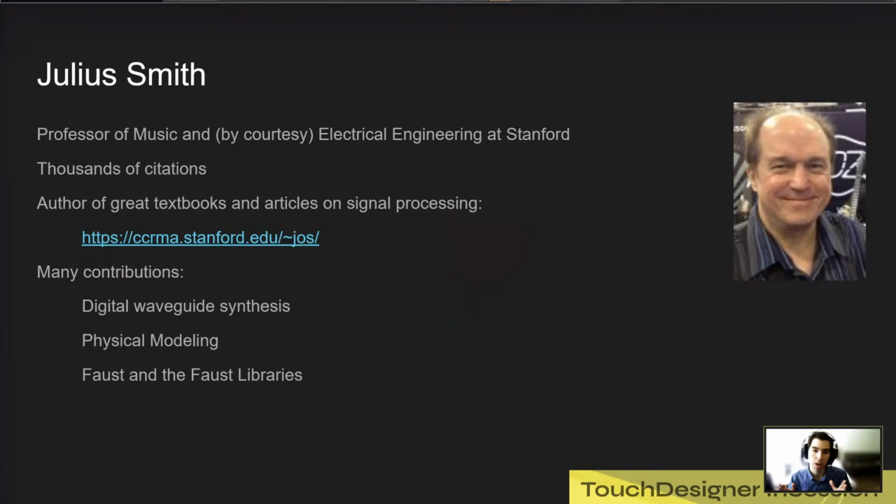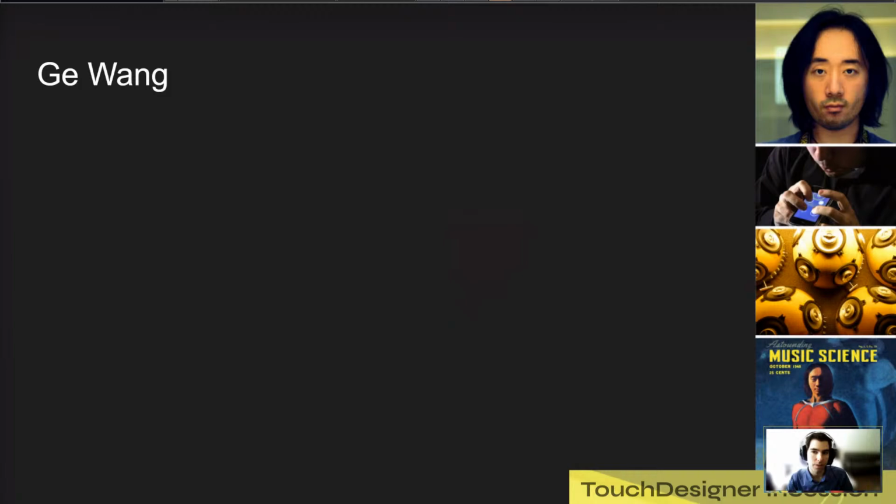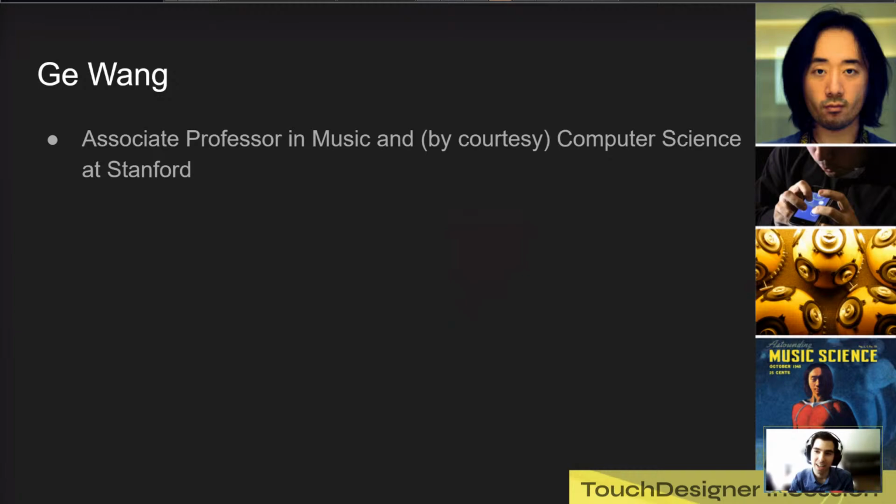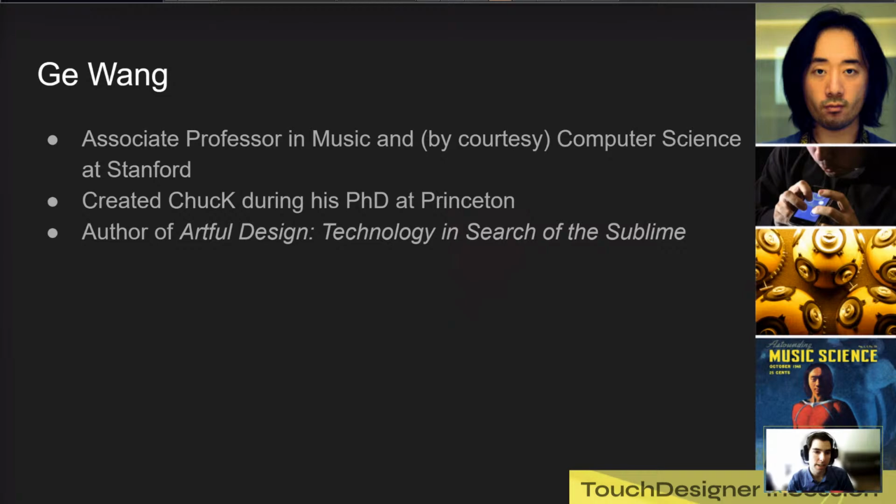And next, we have Ge Wang. He is the associate professor of music and by courtesy, computer science at Stanford. And on the left, he created ChucK during his PhD at Princeton. And on the right, we have Ocarina. That's an iOS app that makes music, and he will demo that later. And he's also the author of Artful Design: Technology in Search of the Sublime. It's a photocomic book about artful design.